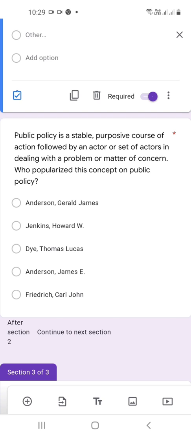So this was the statement of who? Who said that public policy is a stable, purposive course of action followed by an actor? Is it Anderson Gerald James, Jenkins Howard W, Dye Thomas Lucas, Anderson James E, or Frederick Carl John? So the answer is Anderson James E.